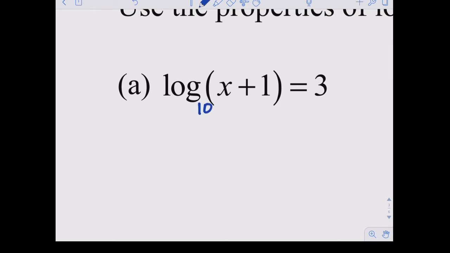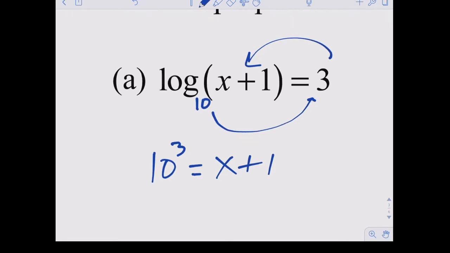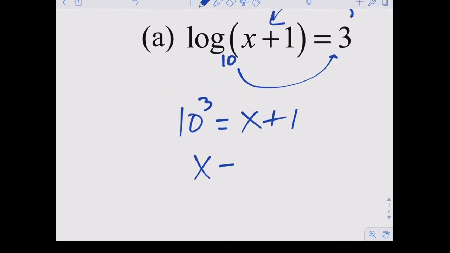Yeah. You rewrote it in terms of an exponential. It's very, very often the case where you convert it to an exponential function to solve the equation. So you do your little around the world thing, right? The if and only if theorem. So you get 10 to the third power equals the argument, which is x plus 1. Now you've turned it into a linear equation. And, of course, x equals 10 to the third, which is 1,000, minus 1 is 999.